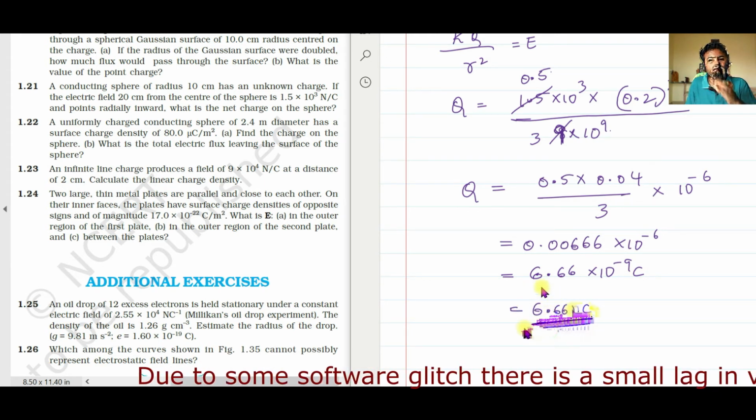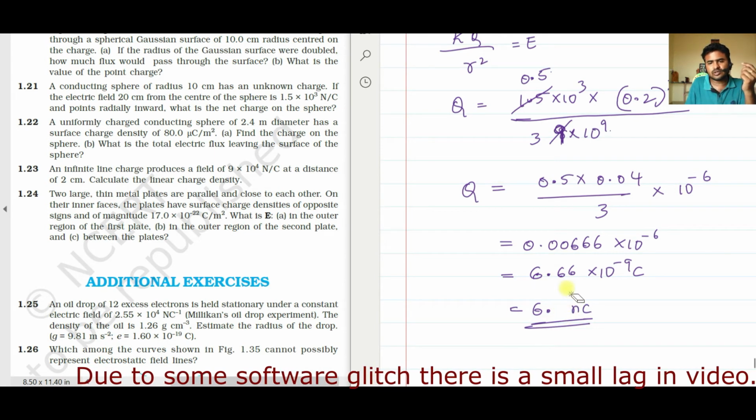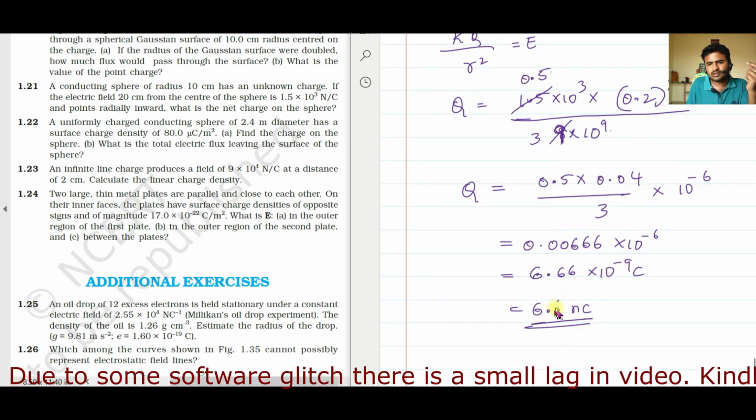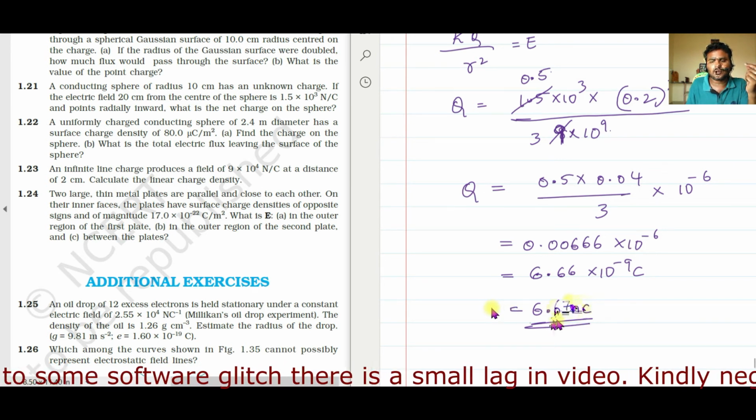Okay, so I should be writing it as 6.67 because if I round it off up to 2 decimal places, it's going to be 6.67 nanocoulomb.